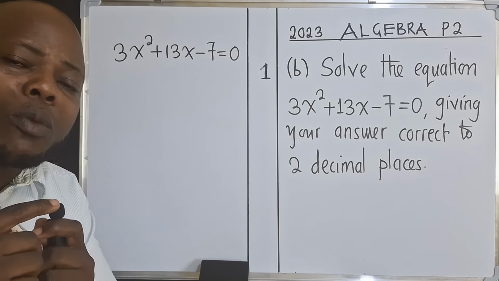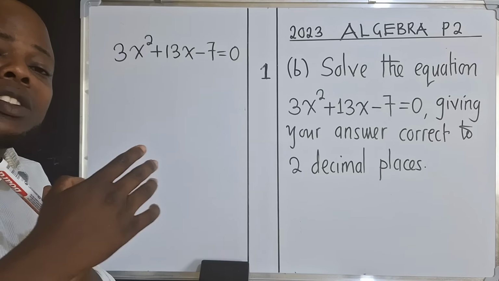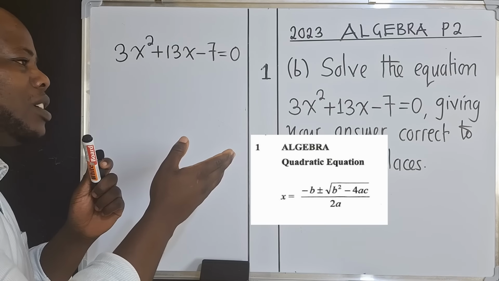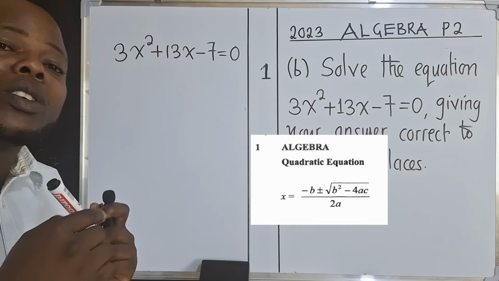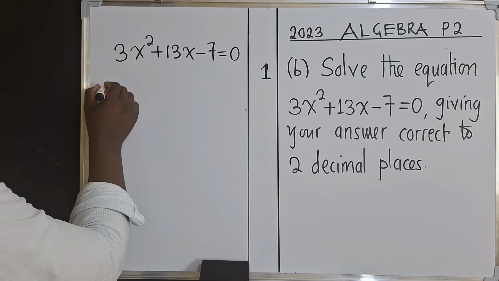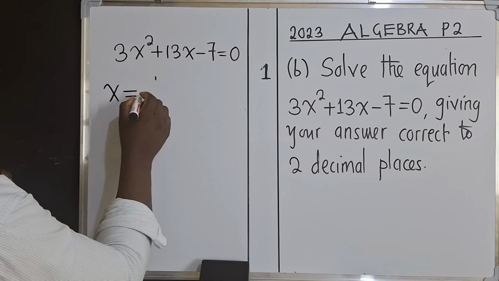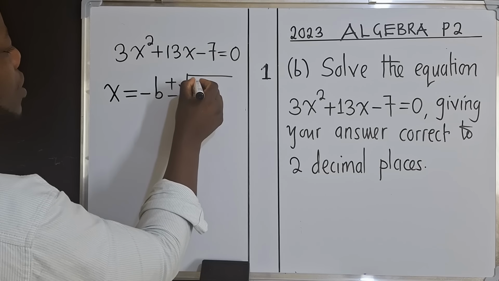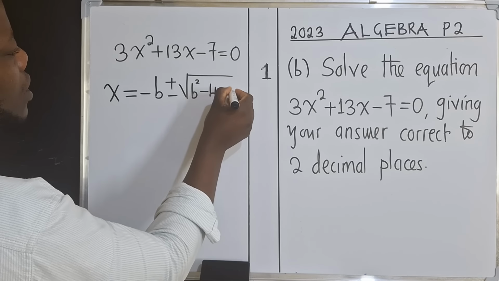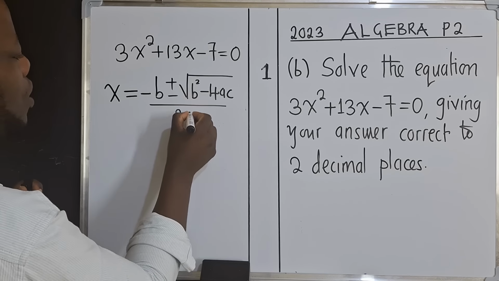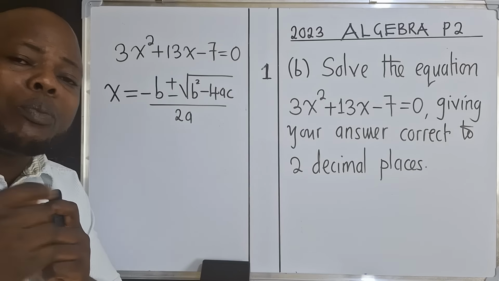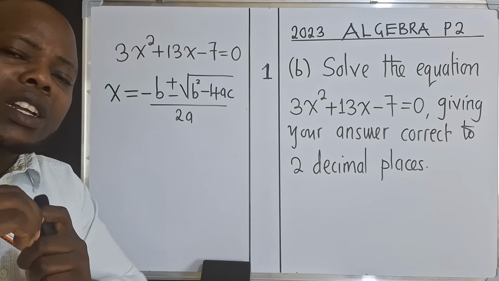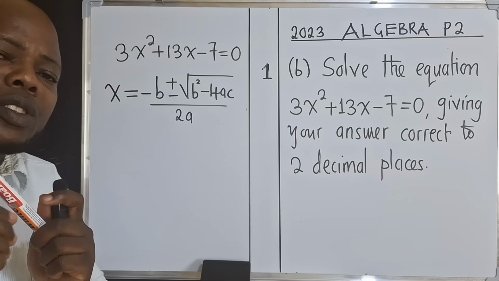So go with quadratic formula, and this formula to use, you're always given on the first page. This is how it looks. You see, this is the quadratic formula we're supposed to use. Let's copy: x = (-b ± √(b² - 4ac)) / 2a. So you always need to copy this. And then after copying, identify your a, your b, and your c.